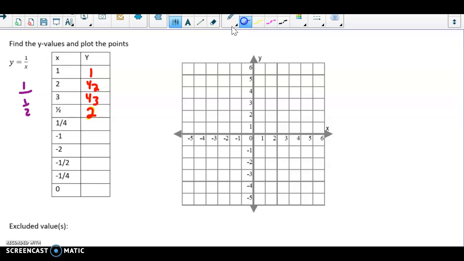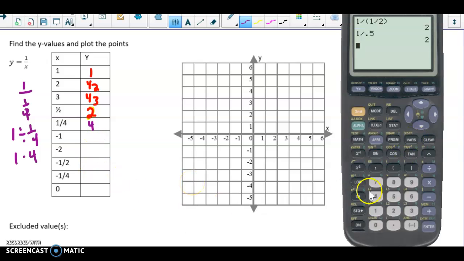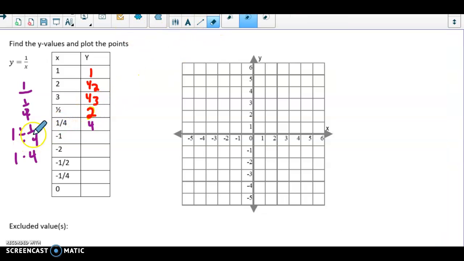Okay, and then we're going to try 1 divided by, what's next? A fourth. 1 divided by a fourth is the same as 1 times 4, so that's going to be 4. And again, if you're not sure, do 1 divided by a fourth. It is 4.